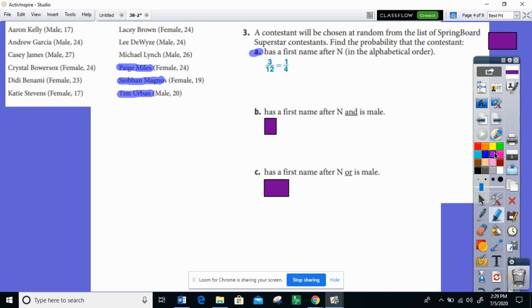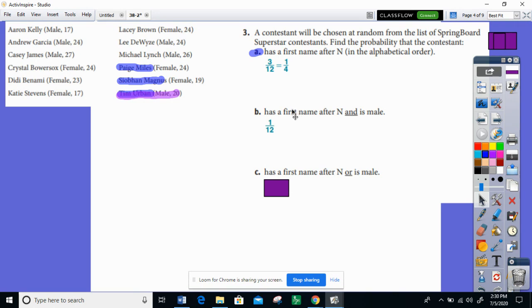Now we want the probability that someone has a first name after N and is a male. Well, there's only 3 people to choose from with a first name after N, but only Tim is a male also. So that gives us a probability of 1 out of 12.